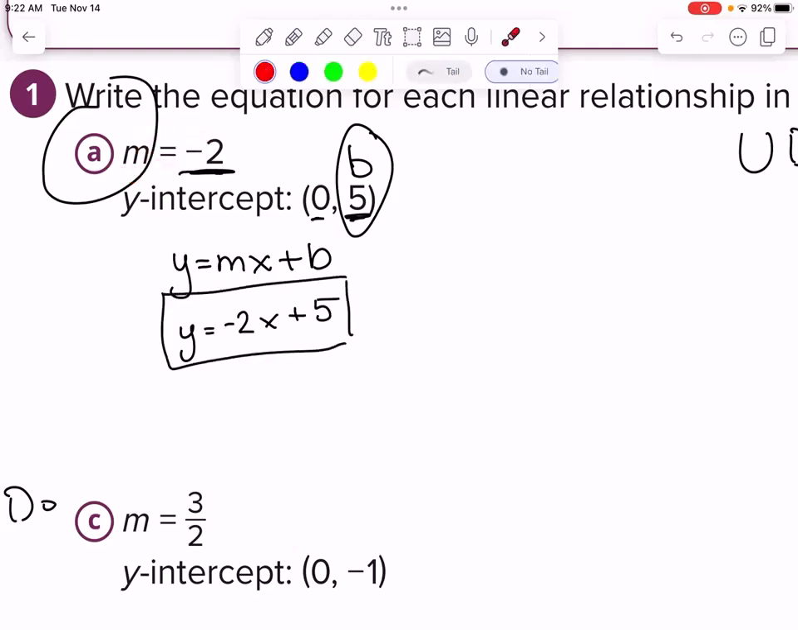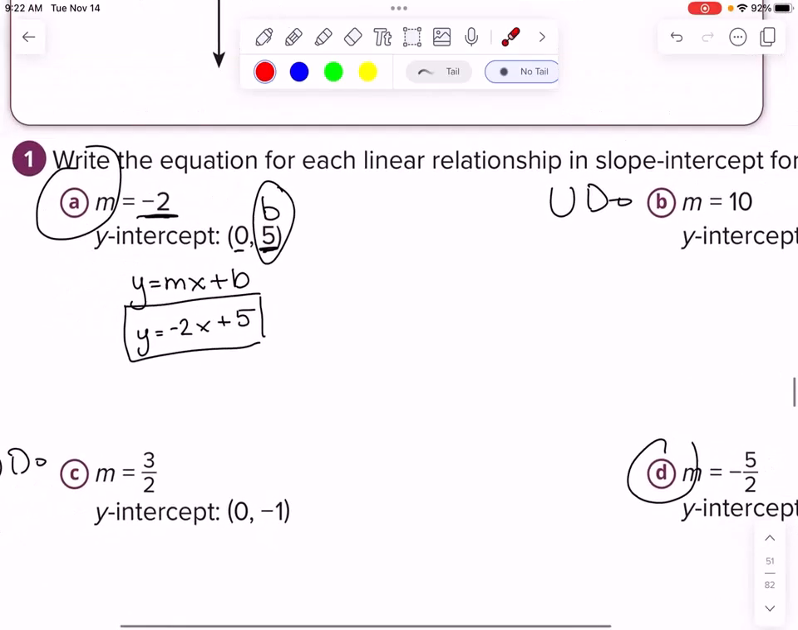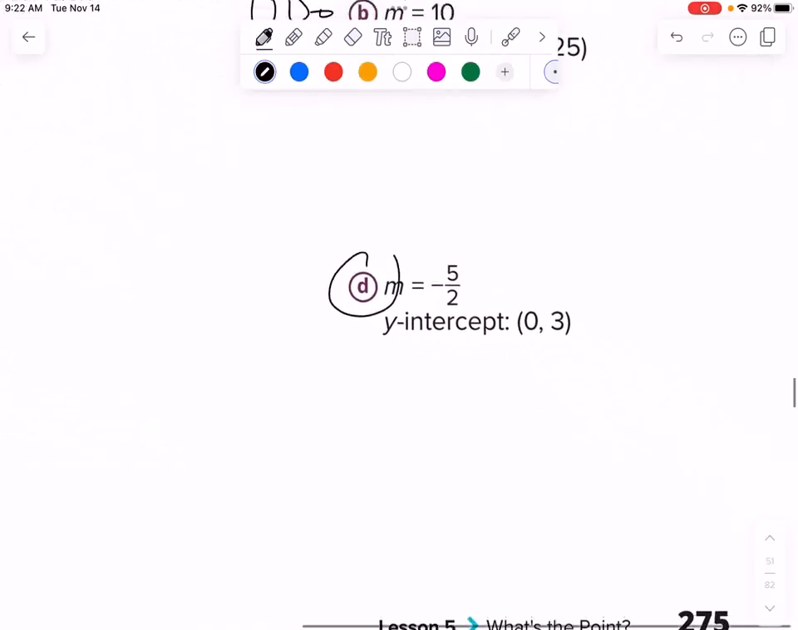Right, this is m, so I'm plugging that in for m. This is b, so I'm plugging that in for b. So that's the final equation. That's all you need to do for this problem. Right, no competition at all.